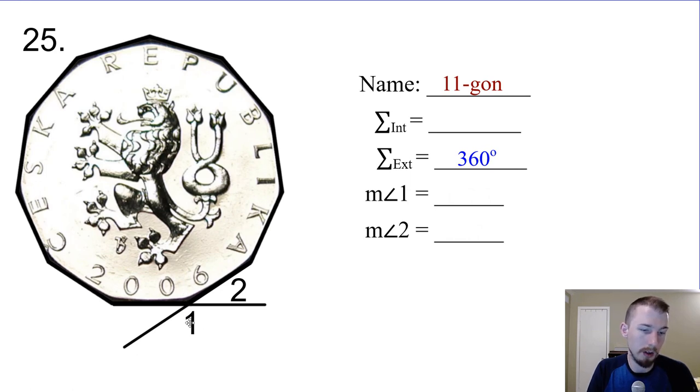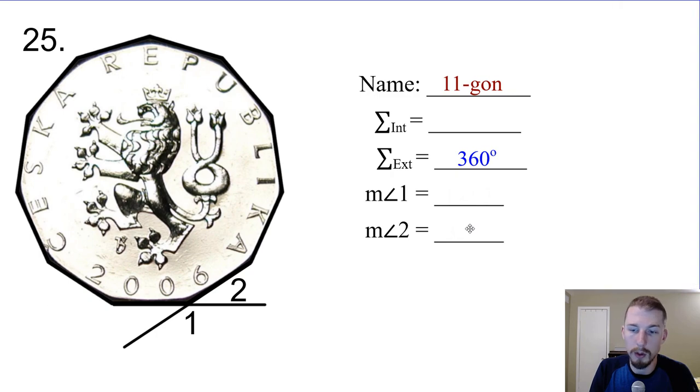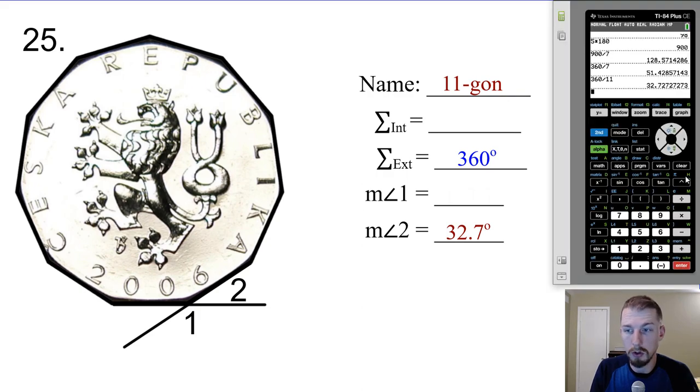I just put it on the outside because it wouldn't show up very well if I put it on the inside. So that one, angle 2, the exterior angle, is going to be 32.7 degrees. And if that's the exterior angle, I can subtract it from 180 to find out what one of the interior angles is going to be. So I'm going to do that real quick.